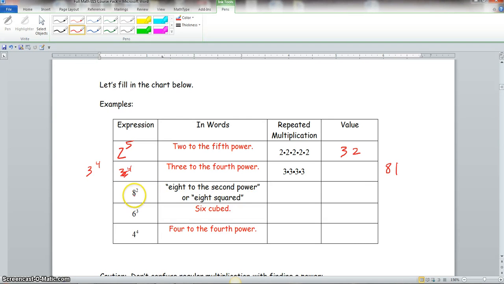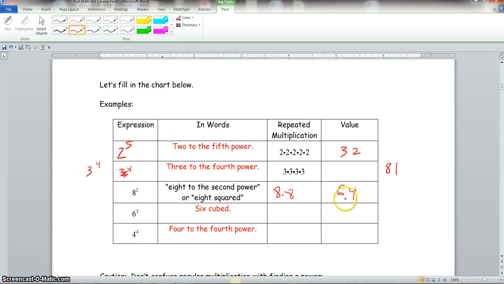Now we come down here. We have 8 to the 2nd power, or 8 squared. Now we want to write the repeated multiplication. Now let me see if I could do this. It'll be 8 times 8. So that took care of the repeated multiplication. 8 times 8 is 64.